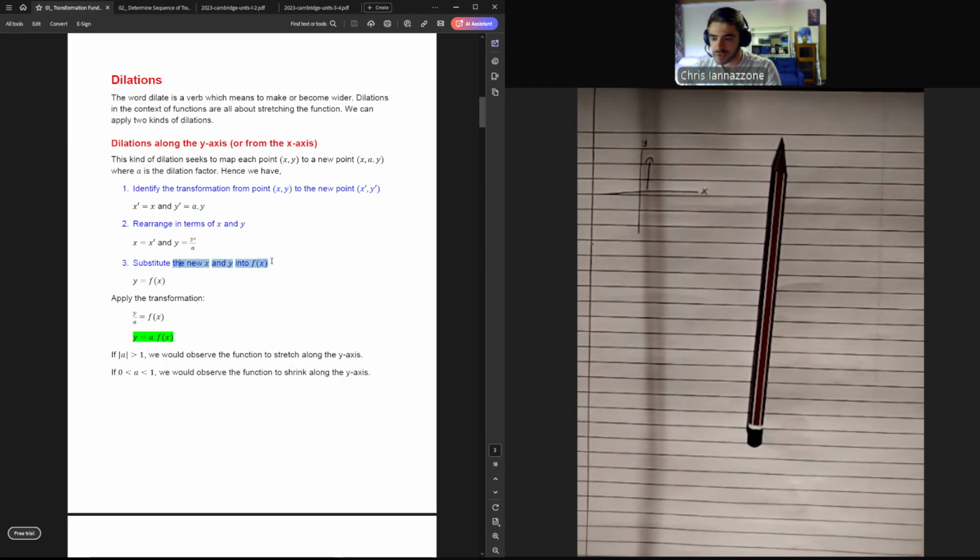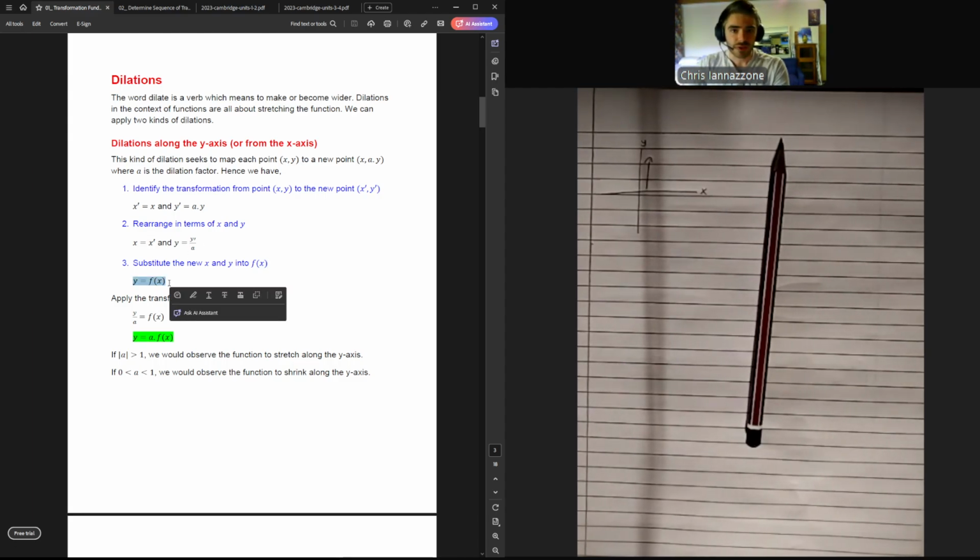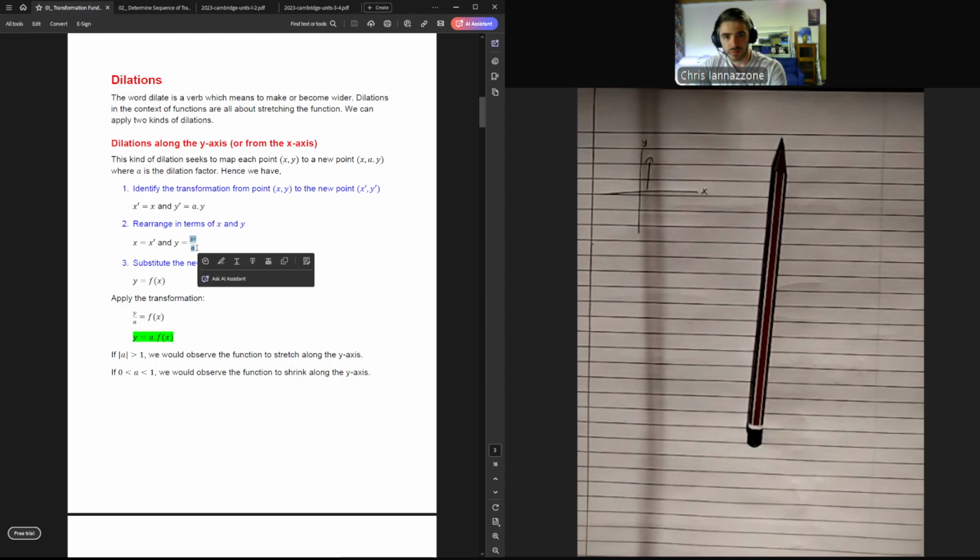And then if you're applying that to a function, you're just going to sub those results into your function. So if you have any function, y equals some function of x, then you replace, in this case, the y with this thing, y over a. And you replace the x with this thing, which just so happens to be x.